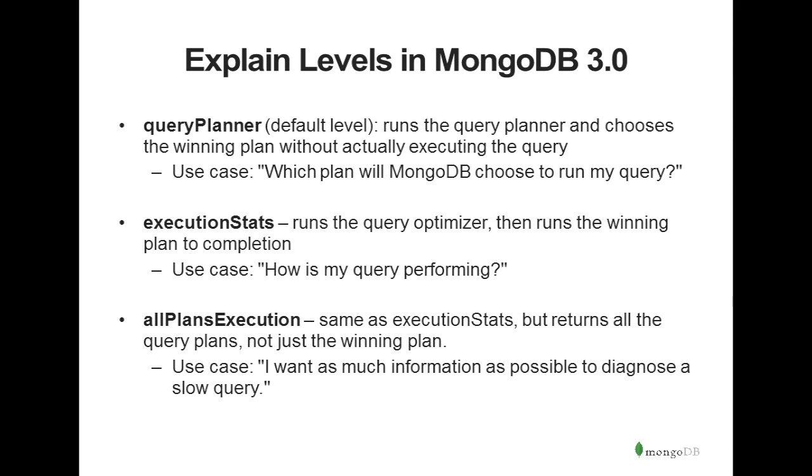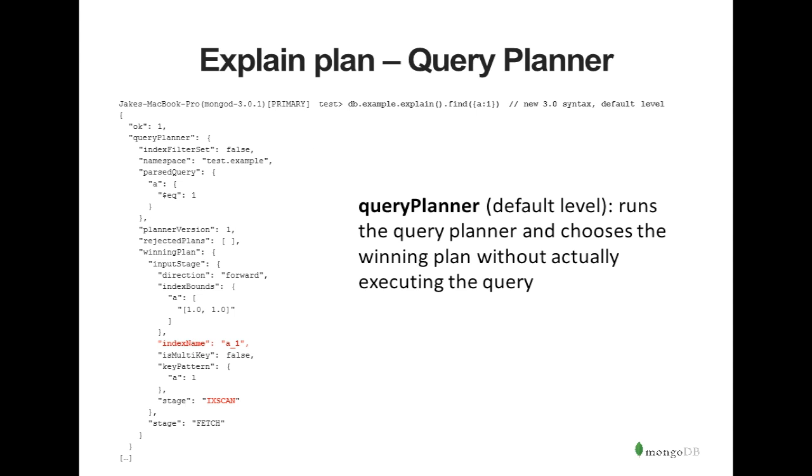And then the last, most verbose option you can choose is all plans execution. Basically it returns information about not just the winning plan, but all of the query plans. So this is when you want to diagnose, say you have multiple indexes and your query might use more than one. This gives you the maximum level of verbosity. So there's now 3 different levels that you can choose from. So going back to my example, here's an example using the 3.0 syntax.